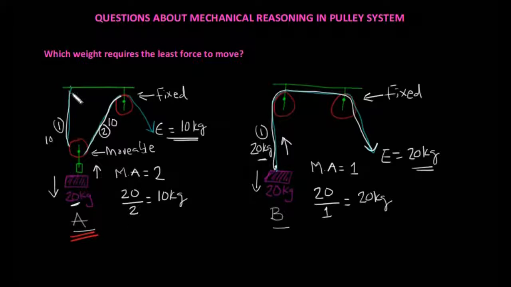Over here, the catch is to find the number of ropes supporting the weight. In this case, there are 2, and in the case of pulley system B, it is 1.